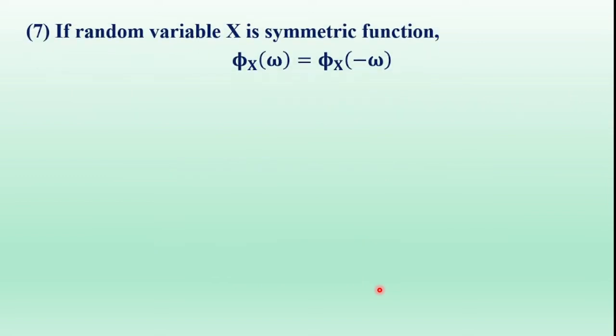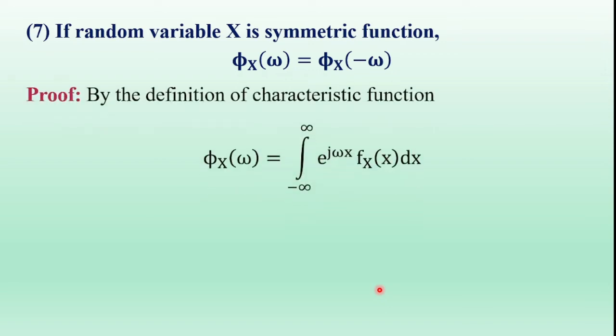Next property, if a random variable capital X is a symmetric function, that is pi x of omega is equal to pi x of minus omega. Now we are going to prove this property. By the definition of the characteristic function, pi x of omega is equal to integral minus infinity to infinity e power j omega x f of x dx. So this is the continuous case of the characteristic function of the random variable.